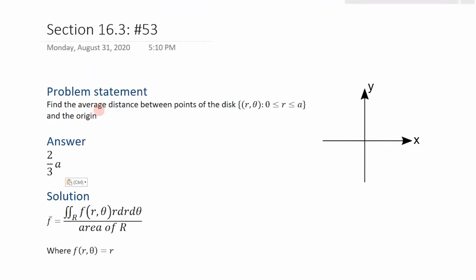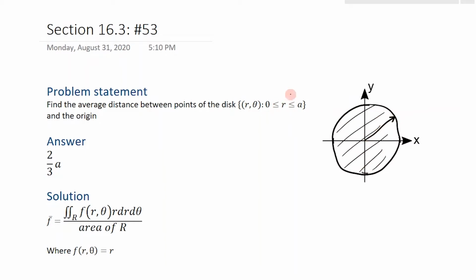Problem 53 in 16.3, the question asks to find the average distance between points of the disk of radius a and the origin. So the disk filled in. So let me draw it. The disk is like this, supposed to be a circle that's filled in. r, remember, is the distance from the origin on the xy plane.